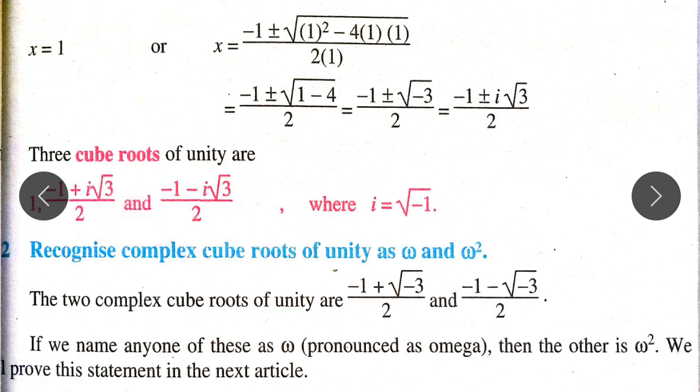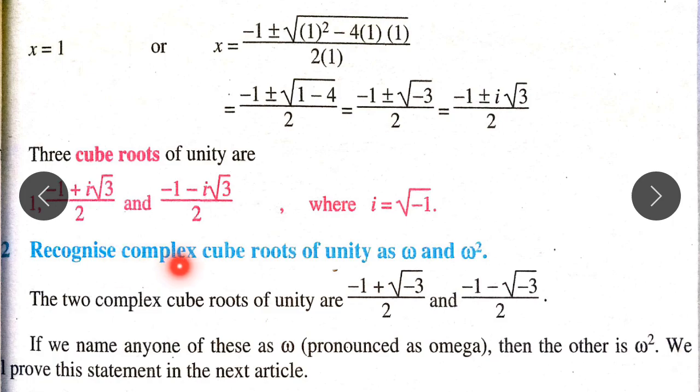Minus 1, this has been separated here, plus ones with minus here. Now how many cube roots of unity do we have? 3. 1, 2 and 3. 1 is the real root, whereas the other two are known as the imaginary roots or complex cube roots of unity. Recognize those complex cube roots of unity as omega and omega square.